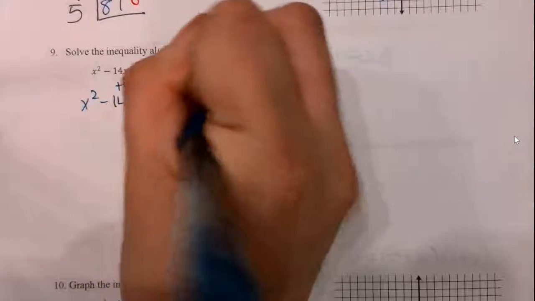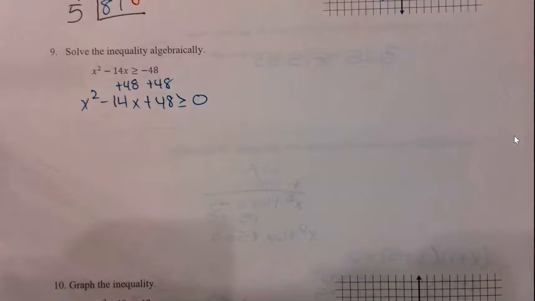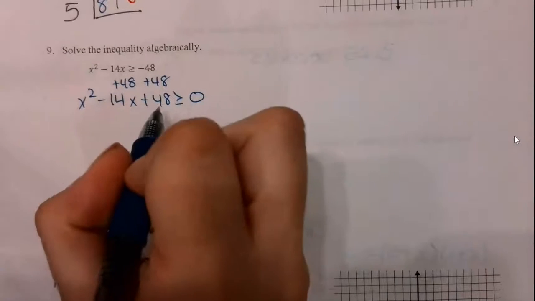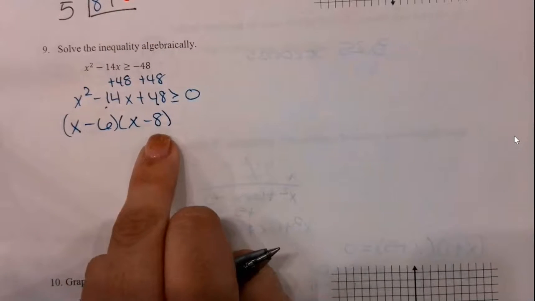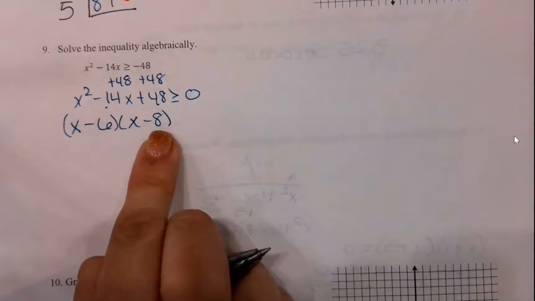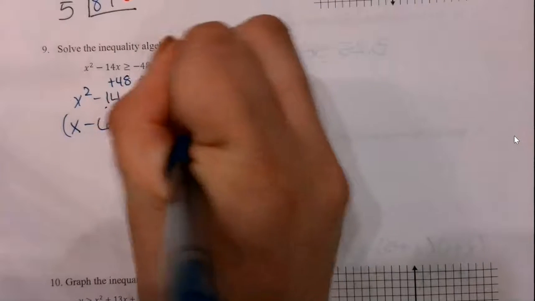Okay, number 9 wants me to solve it algebraically. So this one, I want to get all my pieces over on the same side. I'm going to add 48 to both sides. I get x squared minus 14x plus 48 is greater than or equal to 0. Then I want to factor. I'm looking for things that multiply to 48 and add to negative 14. I'm going to have x minus 6 times x minus 8, which multiplies to positive 48. Negative 6 plus negative 8 adds to negative 14.